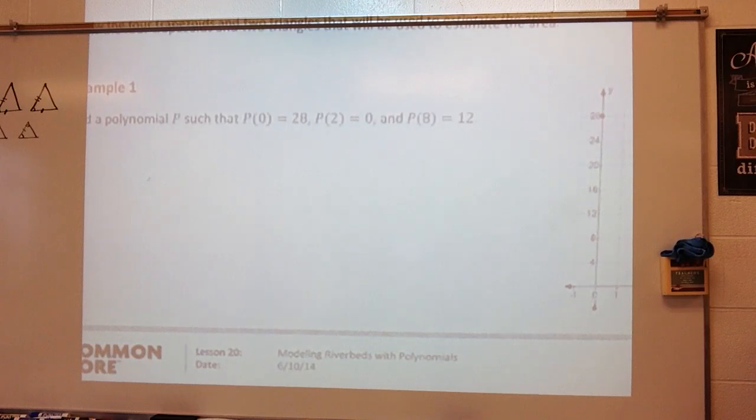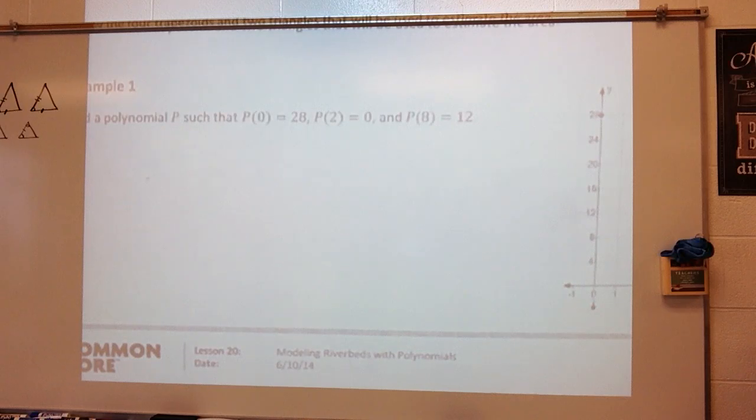Looking at these 3 points, will the polynomial function that we find through these points be linear? Well, I've got 0, 28, I've got 2, 0, and I've got 8, 12. There's no way for me to draw a straight line that will connect all 3 of those points. They do not lie on a line. So what do you think the lowest degree polynomial we can find that will pass through the 3 points? Remember, look at the location of these points in the plane as you decide the lowest possible degree.